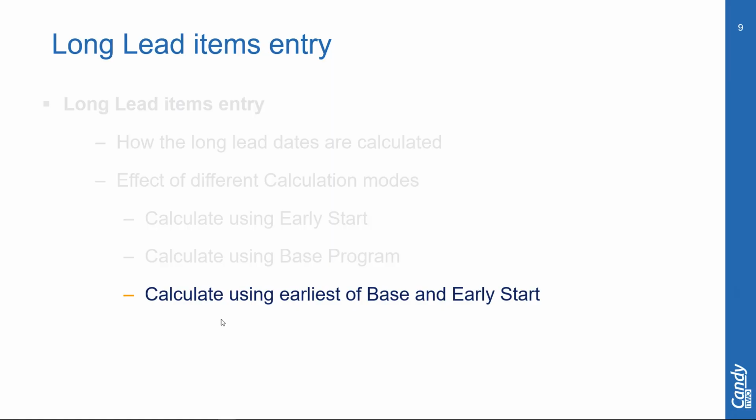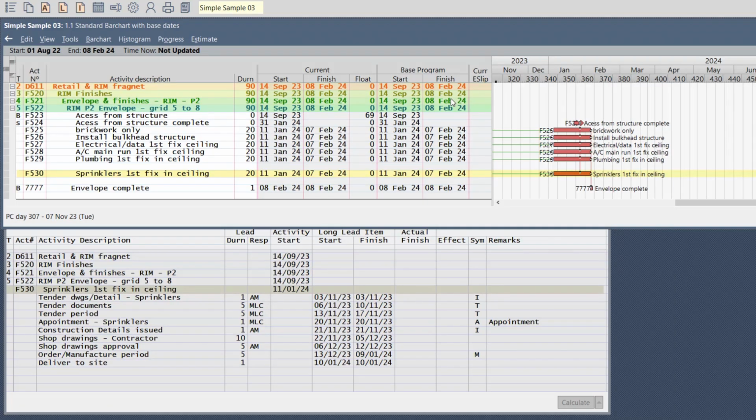Let's see how this is done. We are using the simple sample again. It's already been copied. I've added the base program start and finish dates view on the standard bar chart. I've opened up the long lead schedule with the sprinklers first fix in the ceiling, and now we can go and look at the different calculation modes available in the long lead schedule.